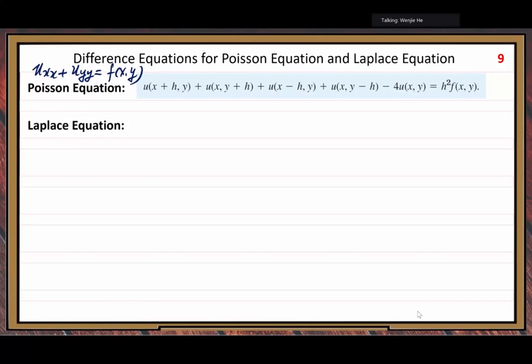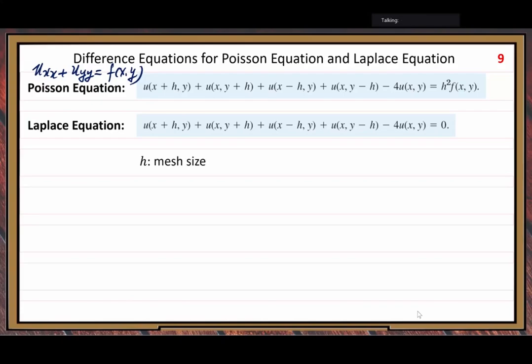For the Laplace equation, we just change this Poisson equation and make little f to be 0. The f function becomes the 0 function. That's the Laplace equation, so the right hand side is 0. But how to solve? I will use the heat equation example to show you how to find a solution.